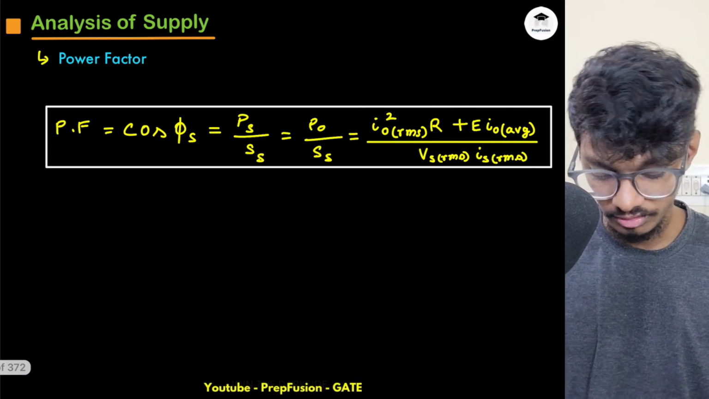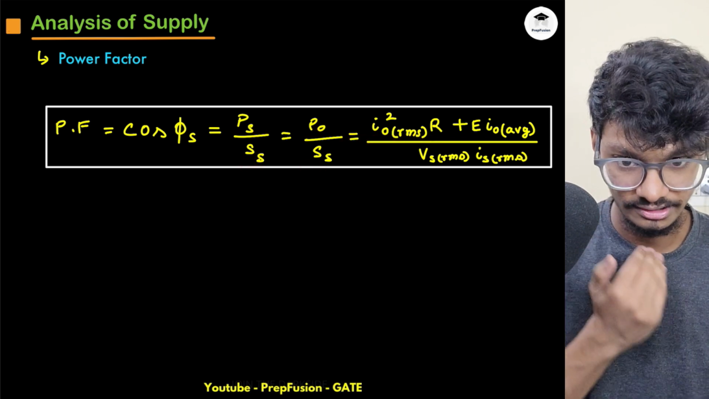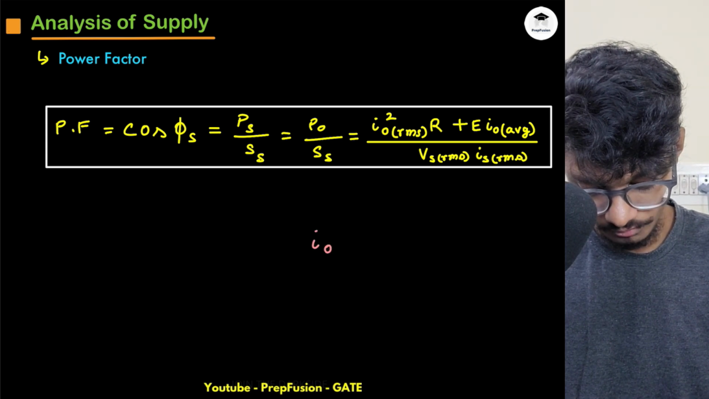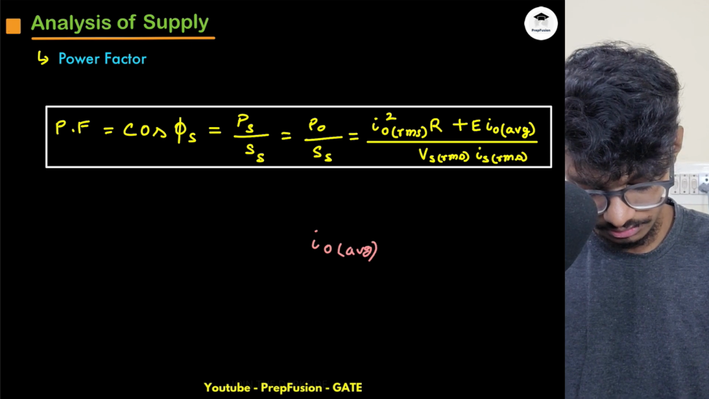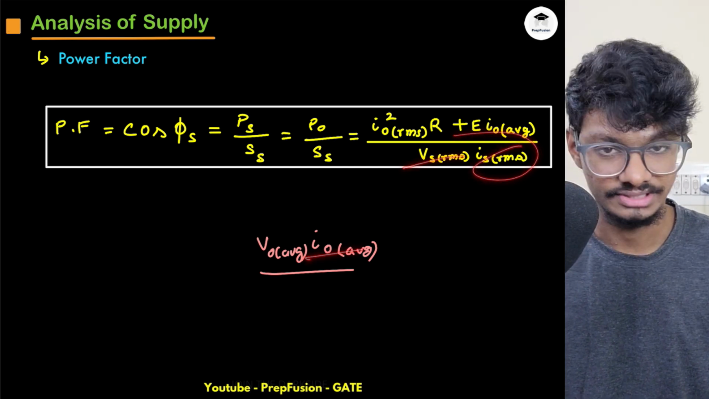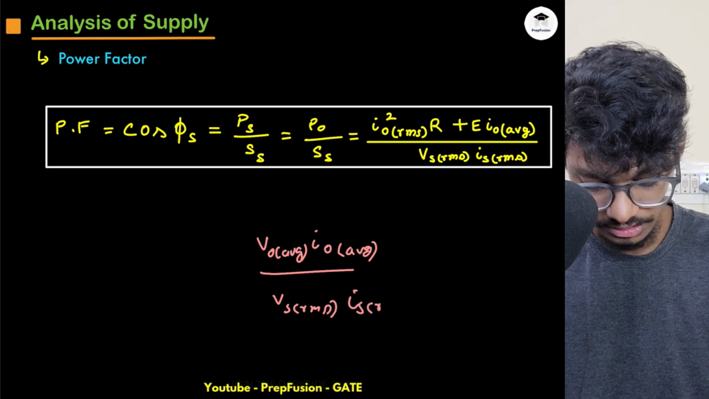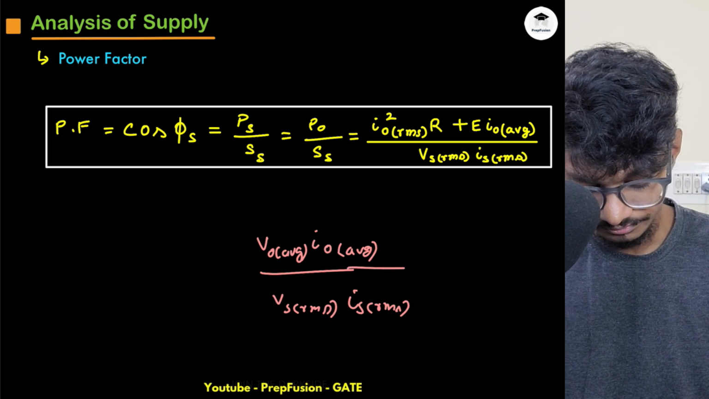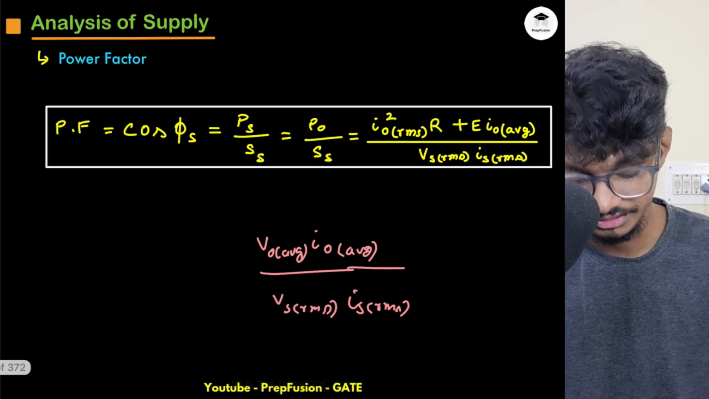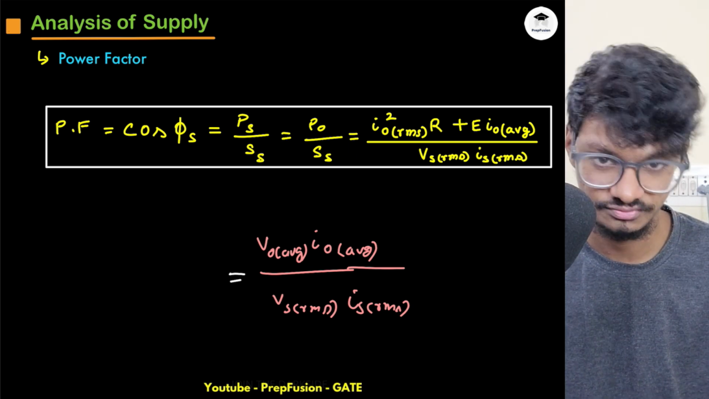And the power factor will be the same formula, PS upon SS, PO upon SS. So PO, if the load current is constant, I can write as IO average into VO average. But I cannot simply cancel this IO average and IS RMS, because they are not equal. The denominator will be VS RMS into IS RMS. And what is IS RMS? IS RMS is this value, in terms of IO, so I can replace this and then do the computation. These types of sums will be done in full wave rectifiers, not in half wave, because they don't generally ask questions from half wave rectifiers.